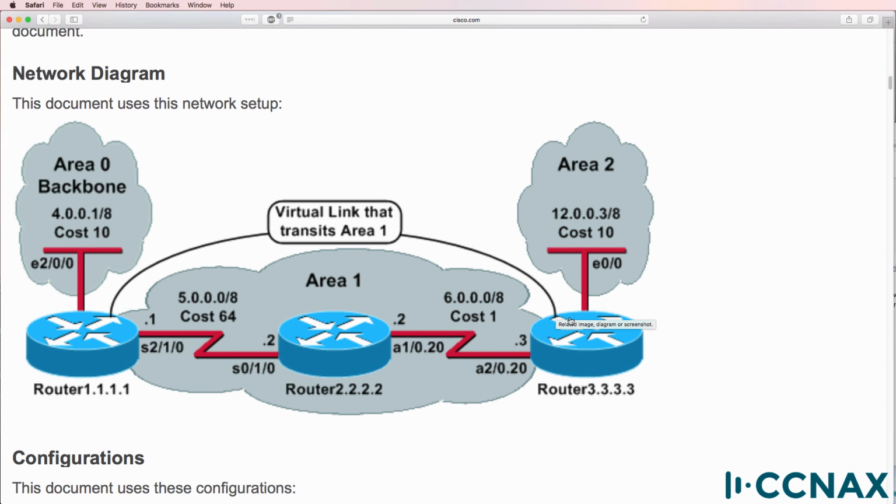A virtual link allows us to create a virtual transit across an area. In this example, the backbone area is on the left, area 1 is in the middle, and Area 2 is on the right. Area 2 is separated from the backbone area by Area 1, but a virtual link allows us to tunnel Area 0 across Area 1 and fulfill one of the requirements of OSPF, which states that all areas have to be adjacent to Area 0.